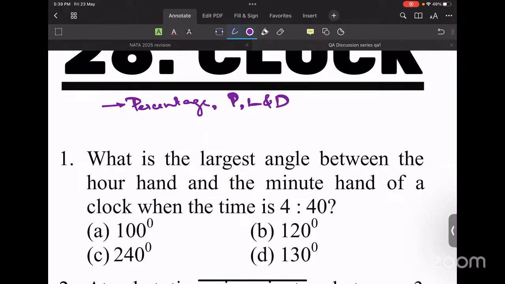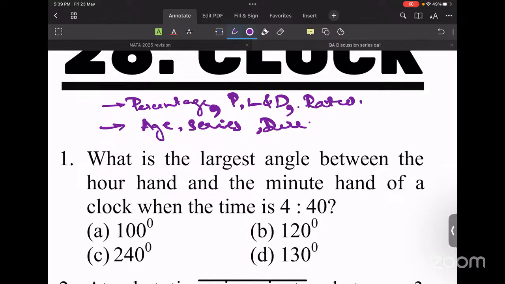Okay, profit, loss, and discount. And next they are asking from ratio. Actually, they are a group or a family. The next group is like age, series, direction, clock. Okay, this is the observation which I made from my students in the last few weeks of exams.